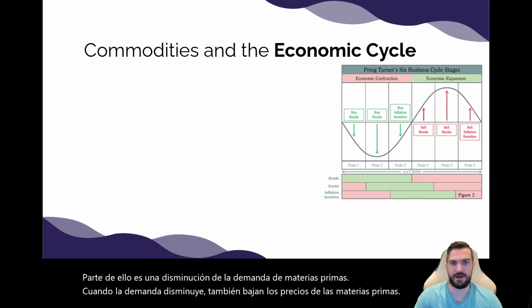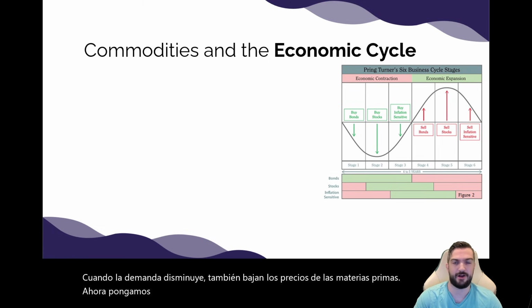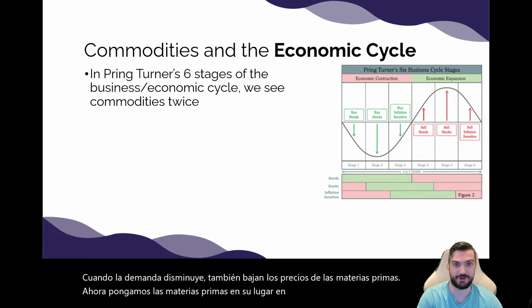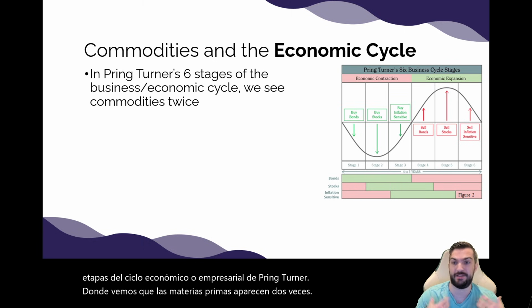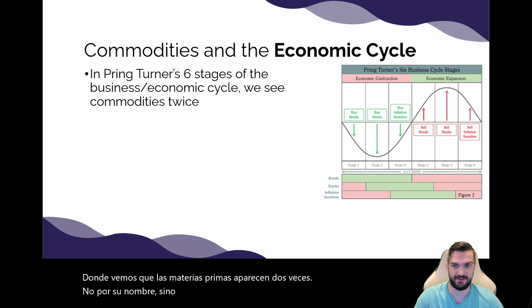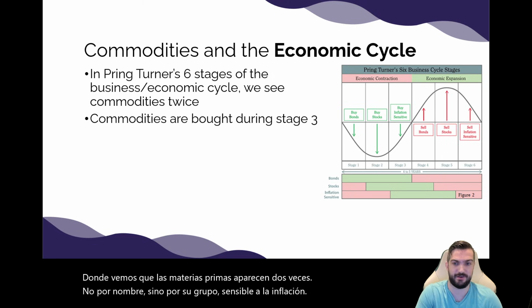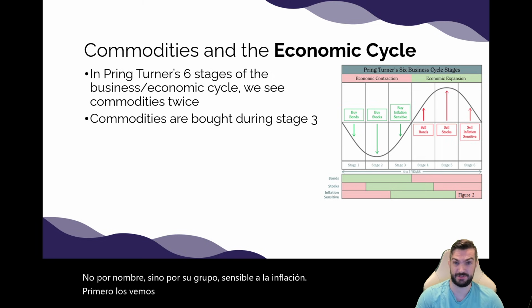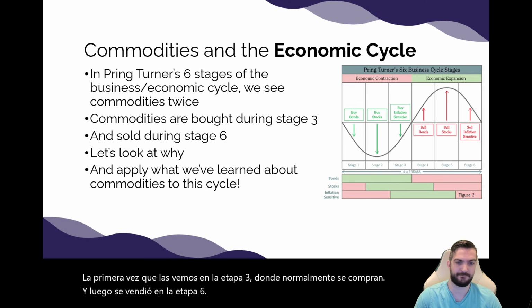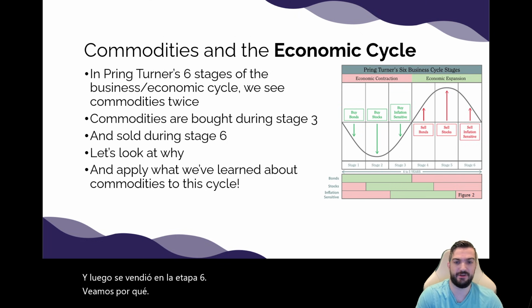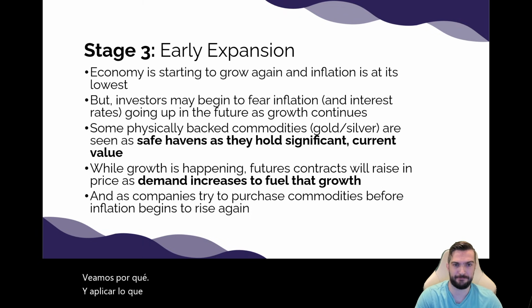Let's now put commodities in their place in the economic cycle, and we'll use Pring-Turner's 6 stages of the business or economic cycle, where we see commodities appear twice, not by name, but by their group, inflation sensitive. First, we see them in stage 3, where they are typically bought, and then sold in stage 6. Let's take a look at why, and apply what we've learned about commodities to this cycle.